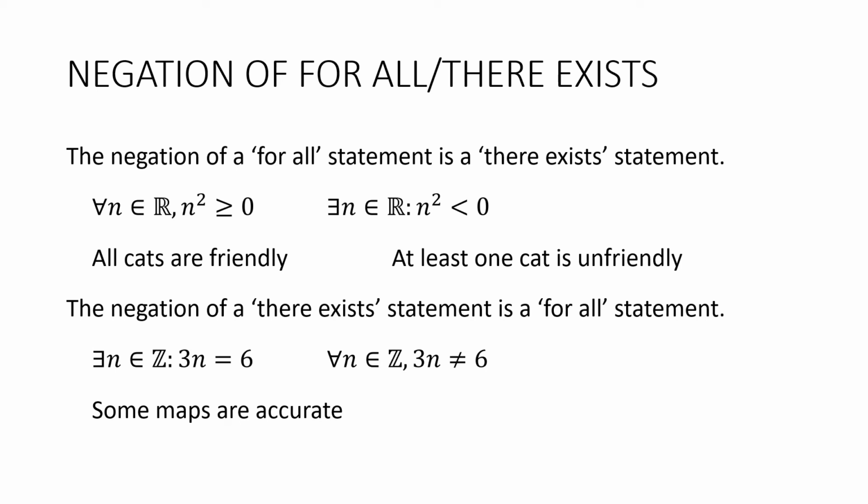And finally, some maps are accurate. The negation of that: you can see how this is a there exists type statement. So the negation is there are no maps that are accurate, or all maps are inaccurate.